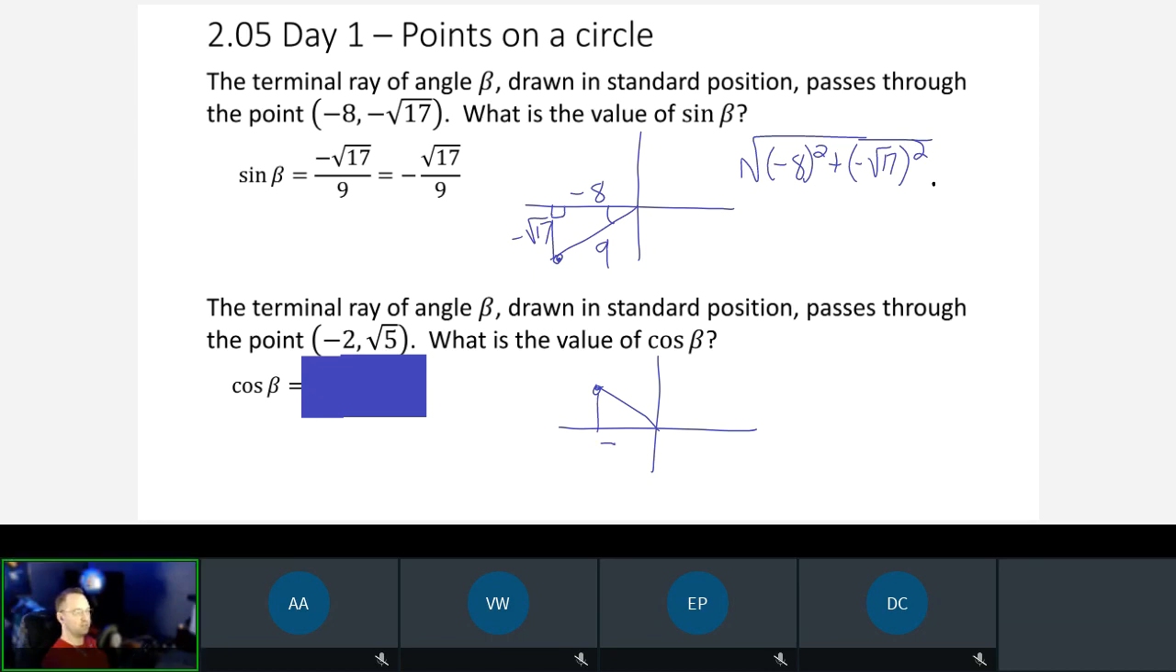So this is -2 for x, and this is radical 5 for the y value. And then this is your angle beta, and the cosine is adjacent over hypotenuse. So again, we have to find the hypotenuse, the radius of this circle. So it's the square root of -2 squared plus radical 5 squared. All right, type that in, hit enter. What do we get for the hypotenuse?